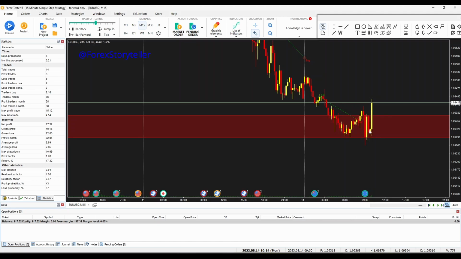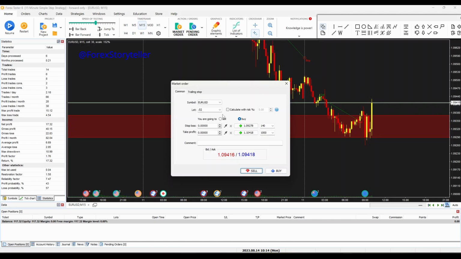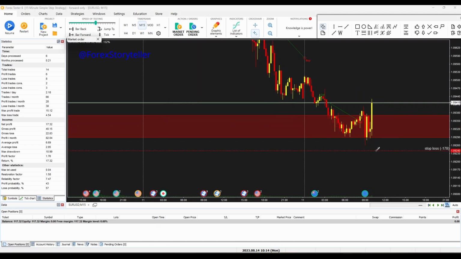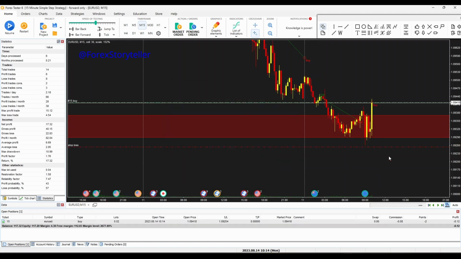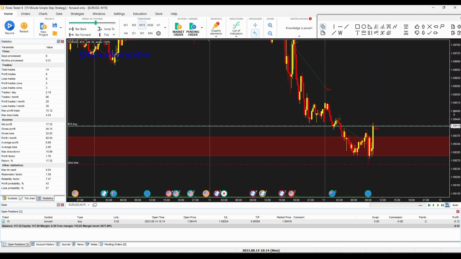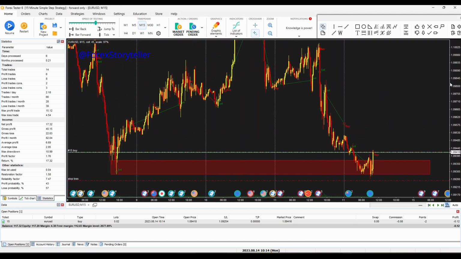But now we did have the break below and push above. It does look like that demand zone is actually coming into play. So I'm going to risk about $4 on this. It's a 0.02. I'm going to go ahead and buy. We'll see where we end up. Let's see if we come back to these previous highs.